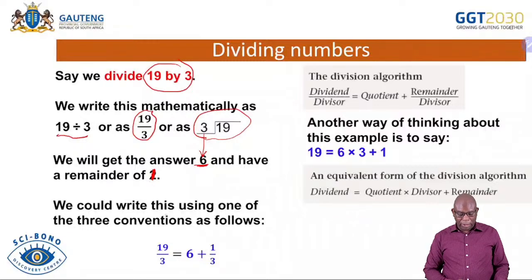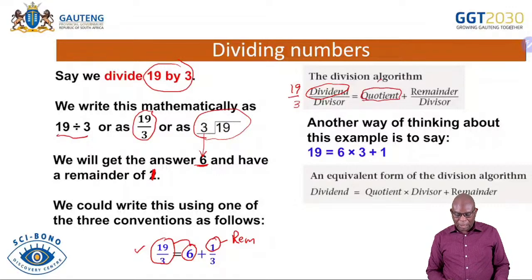So how do I write this? You can write this using one of the three conventions. We can say 19 over 3 is the same as 6, because it goes 6 times, but what is remaining is 1, so our remainder is 1 over 3. So 6 plus 1 over 3 gives 19 over 3. In the division algorithm, 19 is my dividend, my divisor is 3, and the quotient is how many times 3 goes into 19.